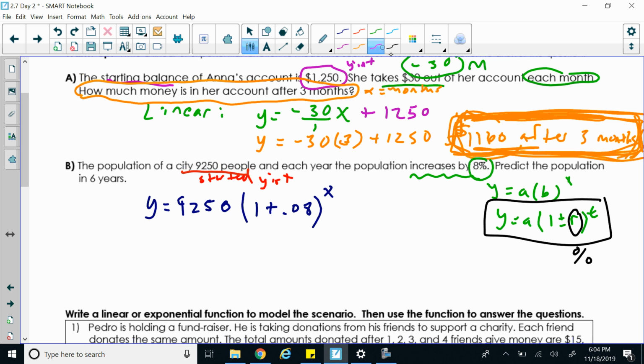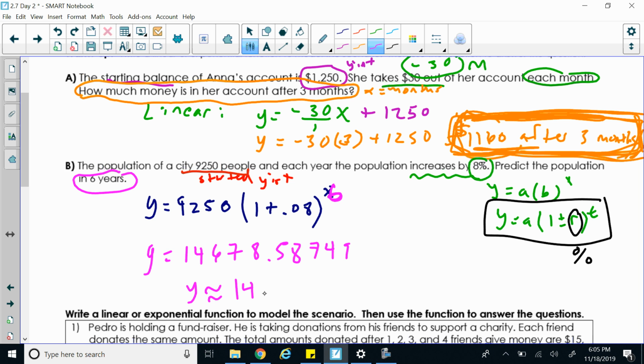That's our equation. Now it says predict the population in 6 years. So 6 is going to be our x, so we put 6 in here and type that in your calculator. You're going to get 9,250 times 1.08 raised to the 6th power, and you get a decimal. Because we're talking about people, y is approximately 14,678. Since you can't have decimal people, you get rid of the decimal. So you say about 14,678 people.